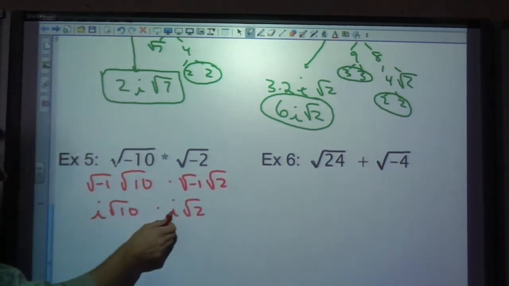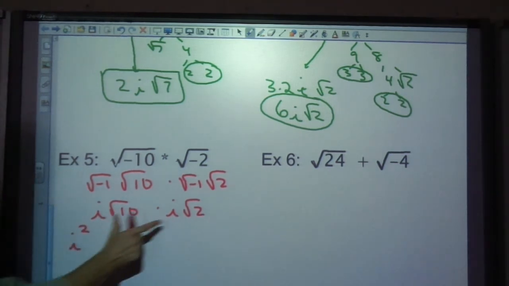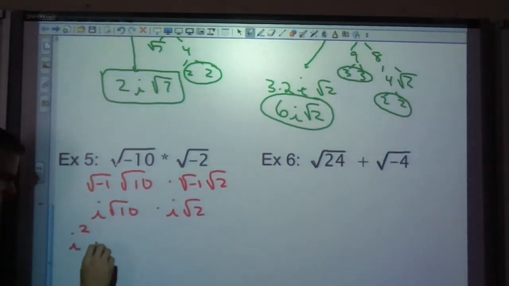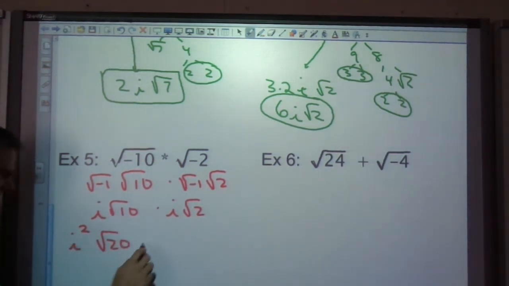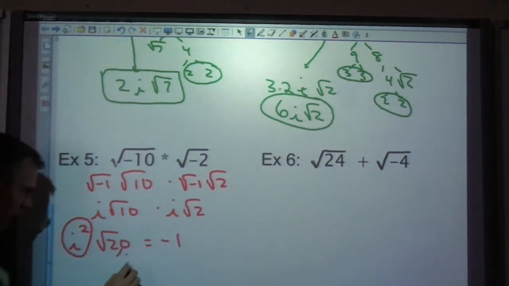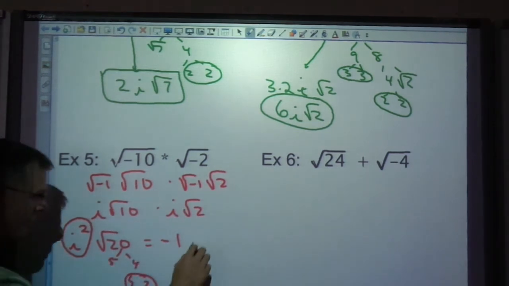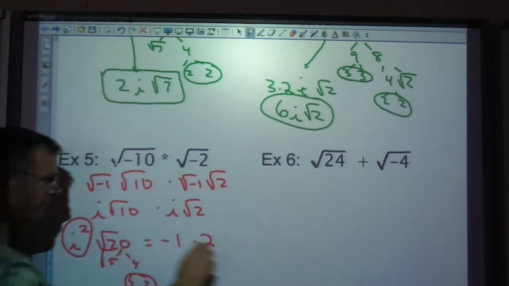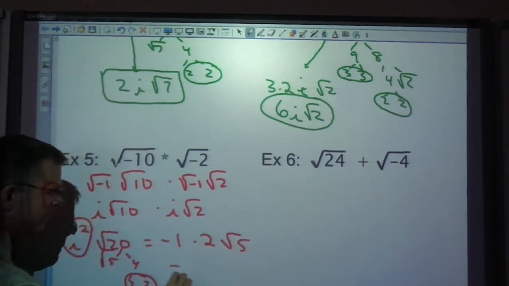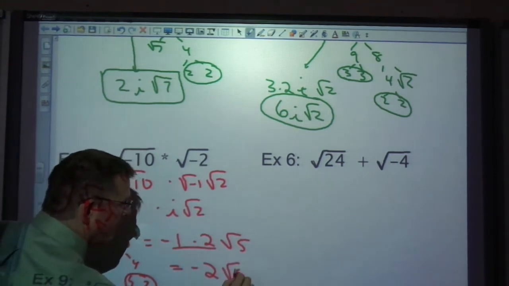Now, i times i is i squared. That's important. We know that. Square root of 10 times square root of 2 is square root of 20. This is negative 1. That's what i squared is, remember? And then we can break this down. 5 and 4, 2 and 2. There's a plain 2. And we have a leftover radical 5. So this becomes negative 2 square roots of 5.